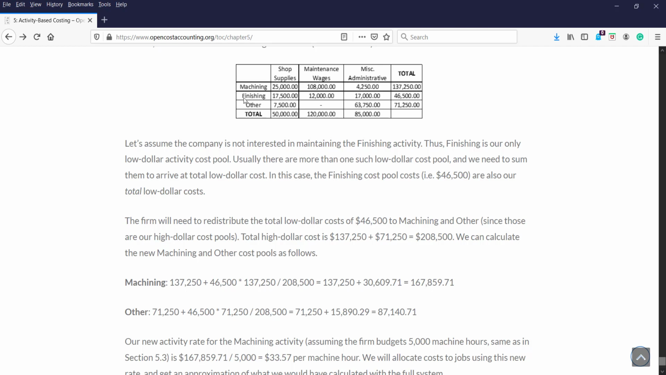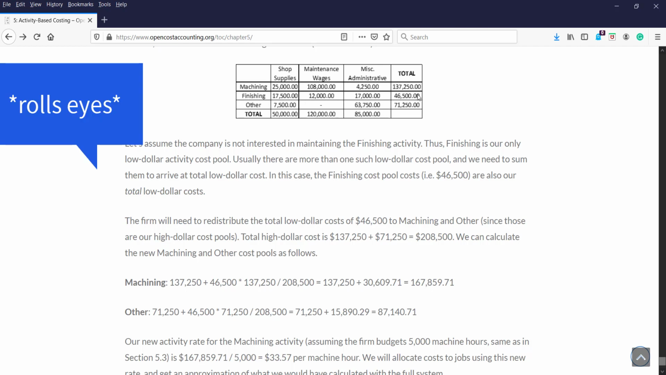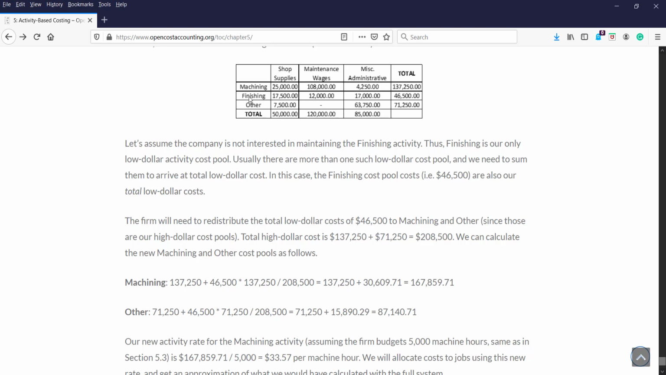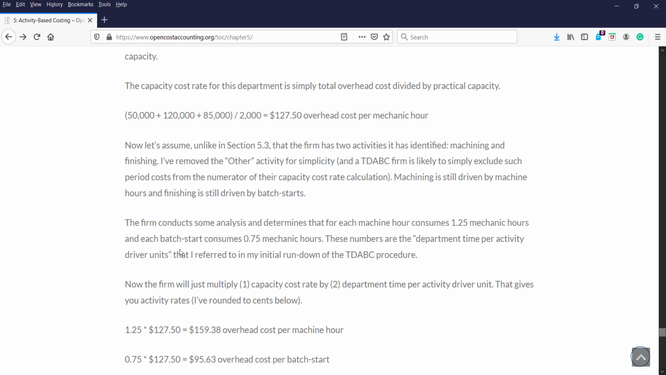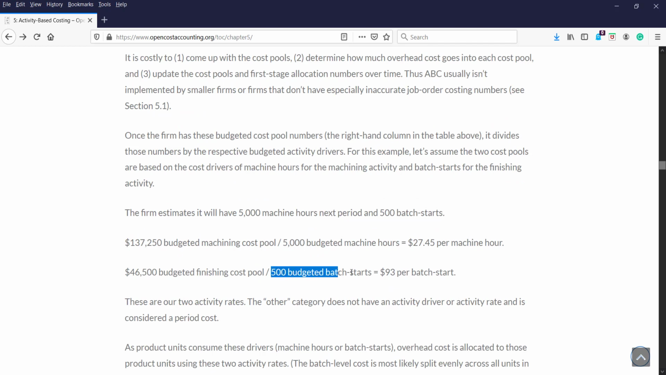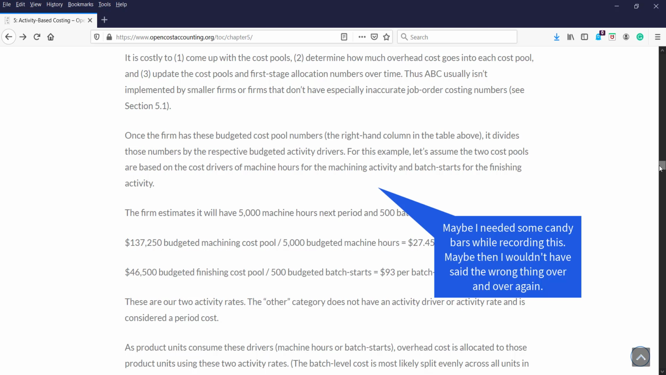You're losing whatever relationship was being approximated by this cost driver for finishing, which I believe was machine hours. It was driven by machine hours, I believe. No, batch starts. It was being approximated by batch starts. But you're going to say, you know what? This is not a big enough number. In this example, we're saying it's not a big enough number for us to worry about. We aren't losing much information.